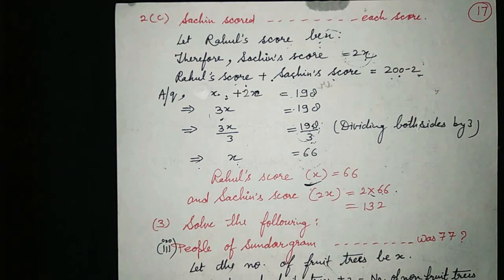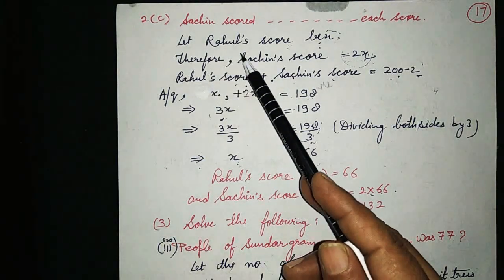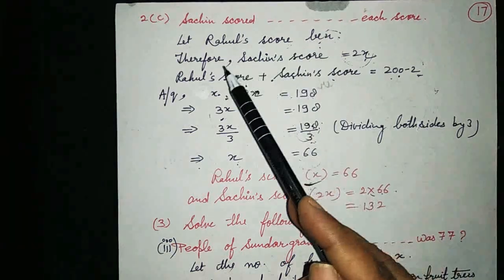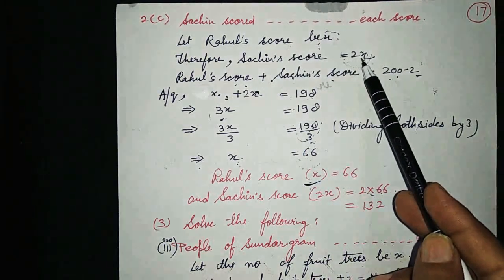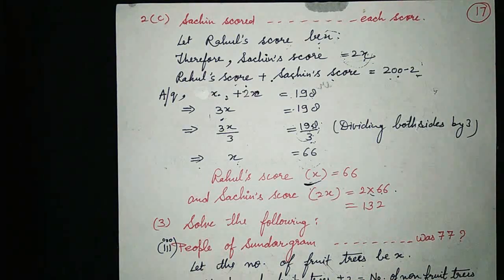Students, we have seen in this question that Sachin scored twice as many runs as Rahul. So, without knowing Rahul's score, we cannot know Sachin's score, and we cannot make the equation. So, first of all, we will assume Rahul's score. So, the statement will be, let Rahul's score be x and Sachin's score be 2x. Why 2x? Because in the sentence you can see Sachin scored twice as many runs as Rahul.